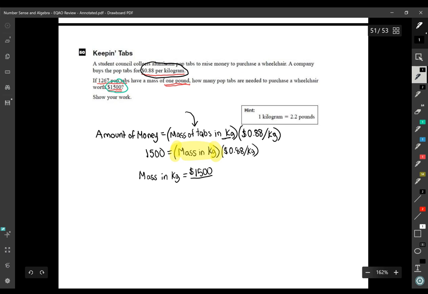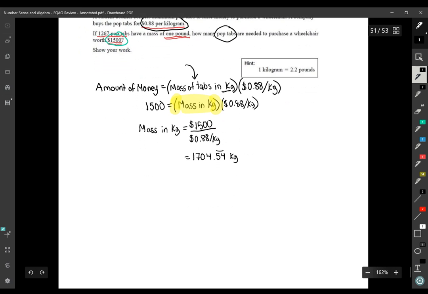So I'm going to end up with mass in kilograms is equal to 1,500 divided by 0.88 per kilogram. Okay, and what that gives us is 1704.54 repeating kilograms. Okay, so that's how many kilograms of tabs we have. But we want to know how many tabs in total. We don't care about the kilograms of tabs. We want to know actually how many tabs.